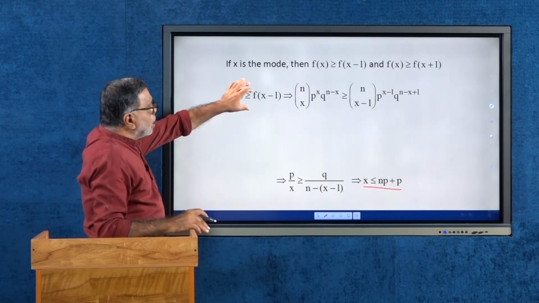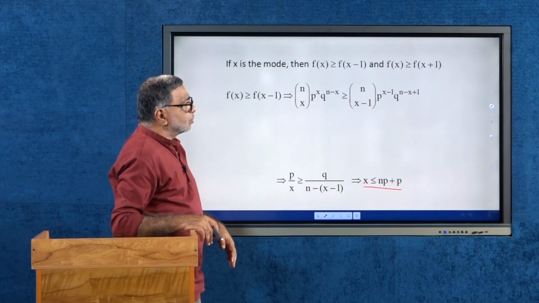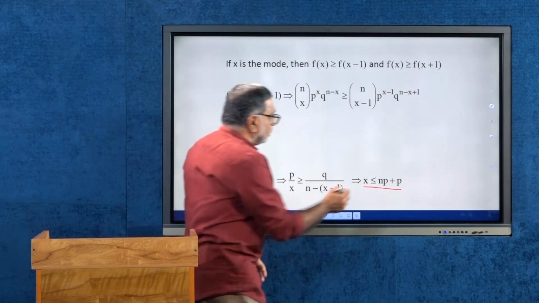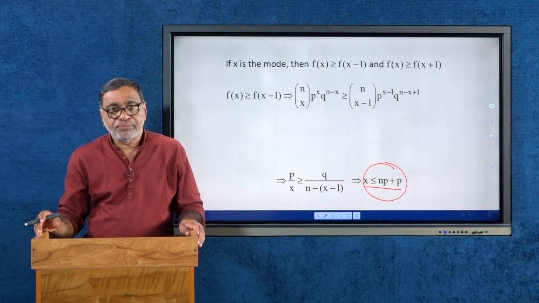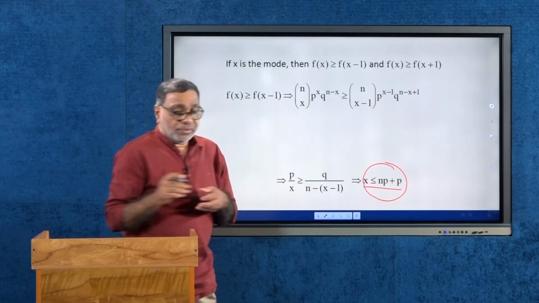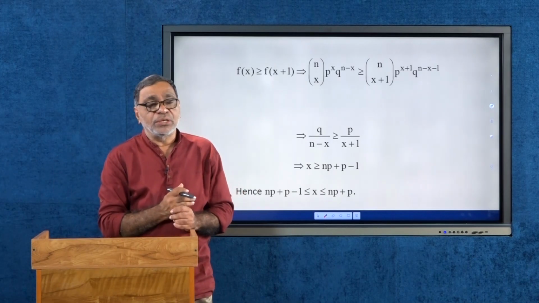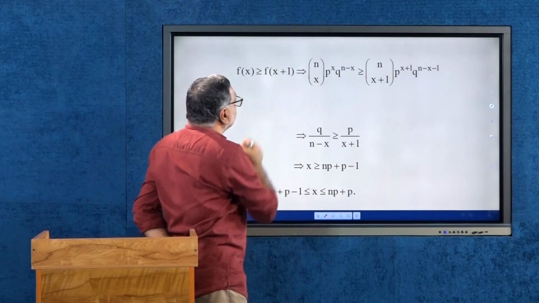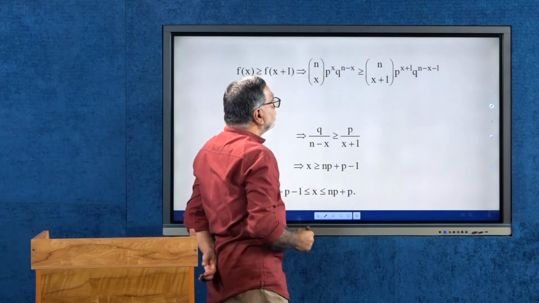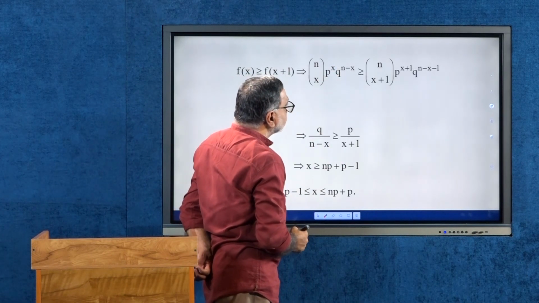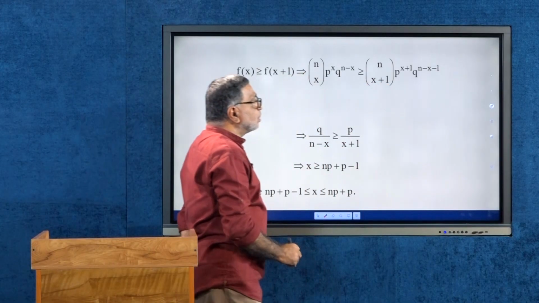So, that means you start from f of x greater or equal to f of x minus 1, you substitute f of x and f of x minus 1, simplifying, finally, you will get the inequality like this, x less than or equal to np plus p. Similarly, you find the second case, that is f of x greater or equal to f of x plus 1. When you have f of x greater or equal to f of x plus 1, we have the value of f of x, nCx p power x q power n minus x, greater or equal to nC x plus 1 p power x plus 1 q power n minus x minus 1.